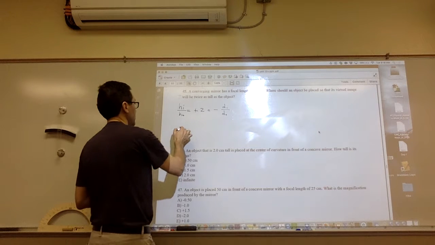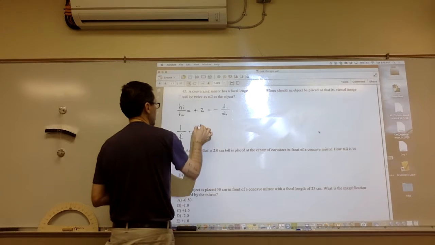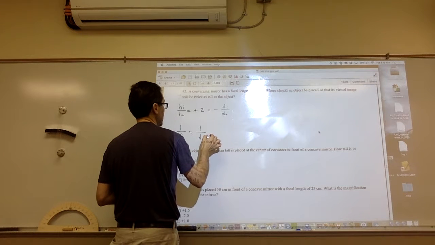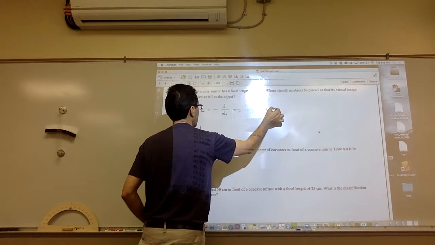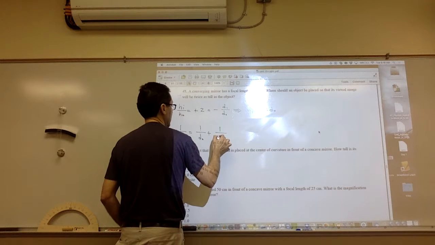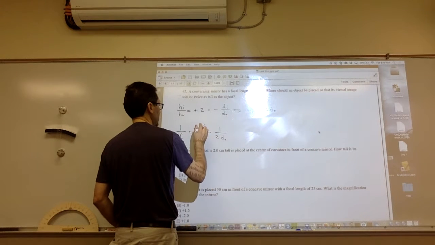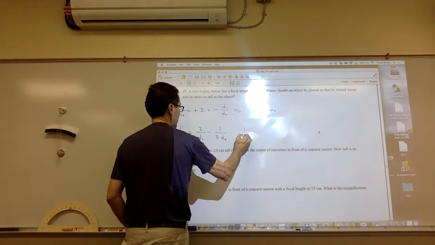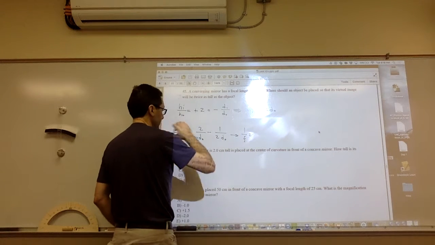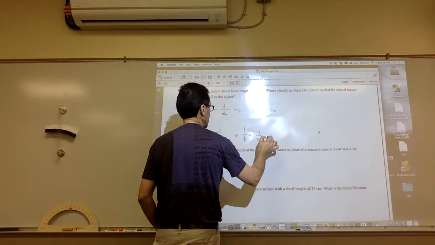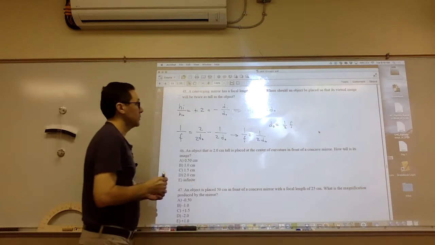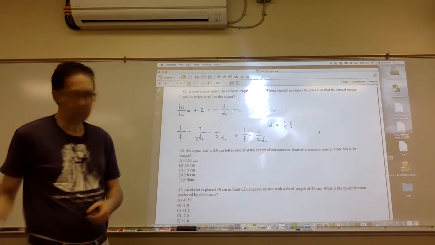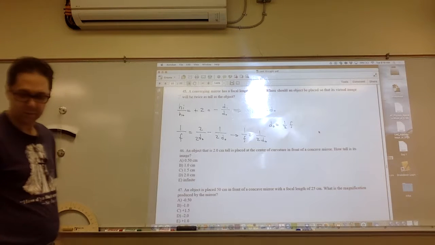Okay, so now we're going to do 1 over f equals 1 over do plus, now if we figure out di here, it should be negative 2 do, so 1 over negative 2 do. We do a common denominator here, I guess. So it should be 1 over f equals 1 over 2 do. So do equals half of f. So it should be 10 centimeters from the mirror.